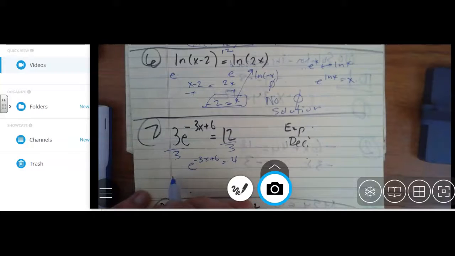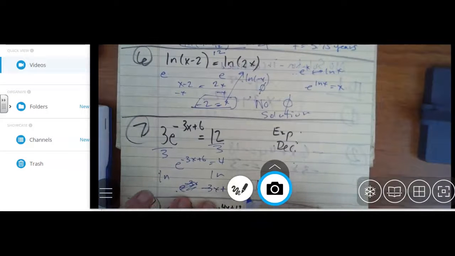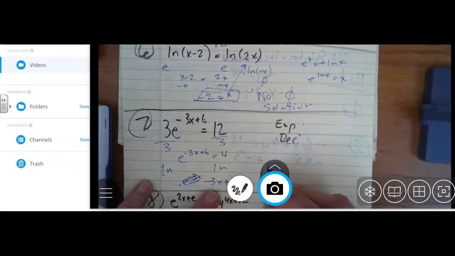If we take the ln of both sides, we're going to get negative 3x plus 4 equals ln of 4. Then we're trying to solve for x. Negative 3x is equal to ln 4 minus 4, and then x is equal to ln 4 minus 4 divided by 3.